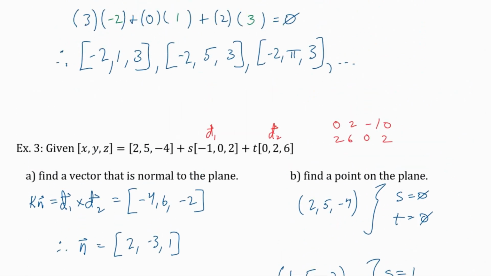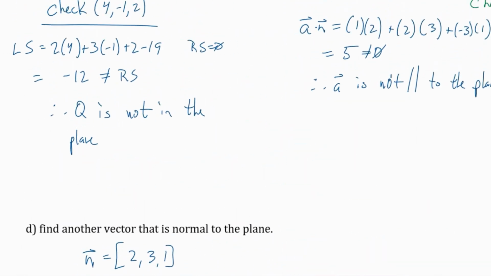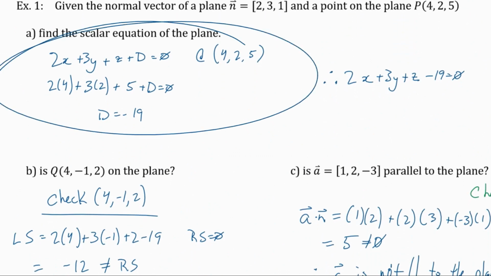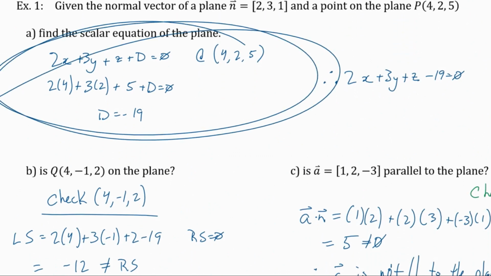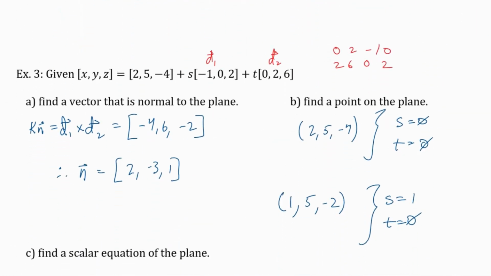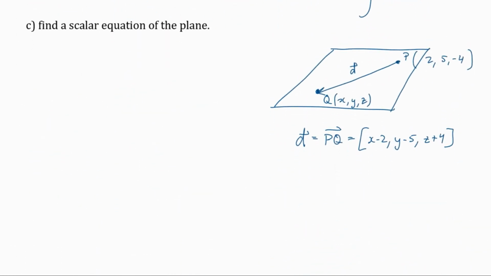If you like doing it the way we did, up here, nope, not that one, this one. This was the way that we did it yesterday and so far today, where we just used the normal to write that out with our unknown d, and then used a point, some known point, to sub in and solve for d, and then restate the equation. So this is just an alternative way of doing this.